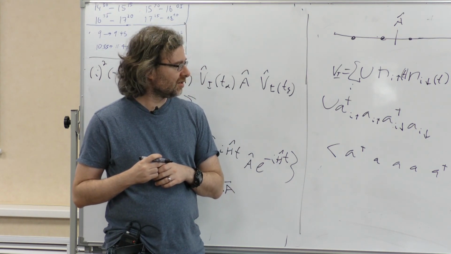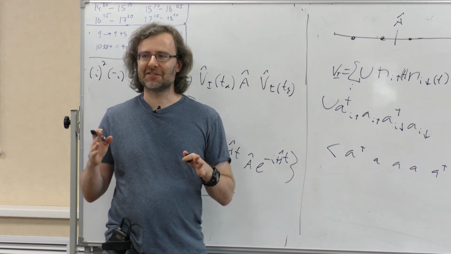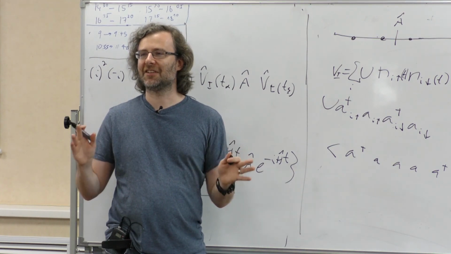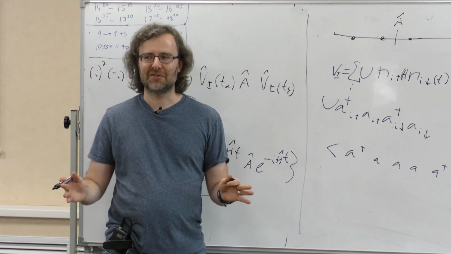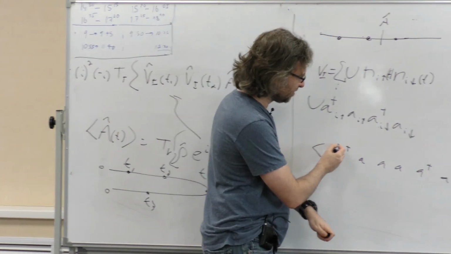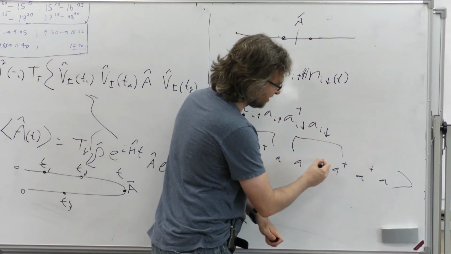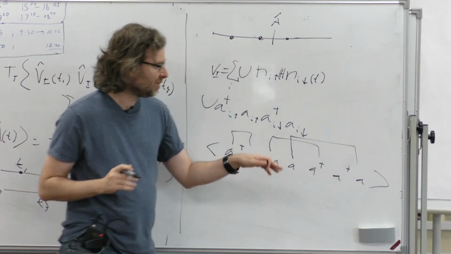Now, that's something that needs to be summed, but remember that we have all possible pairings, right? So at this point we use Wick's theorem. We pair them in some way.